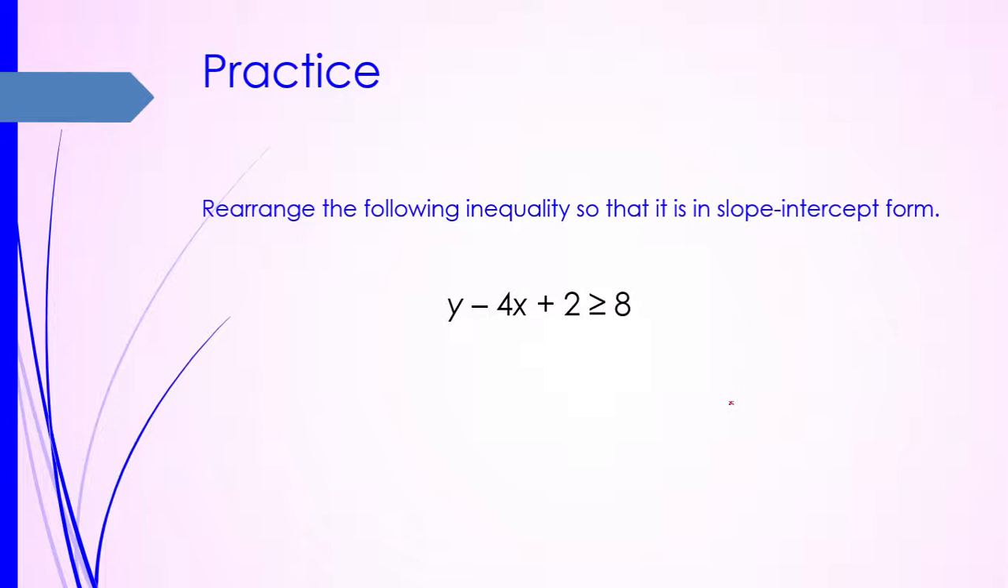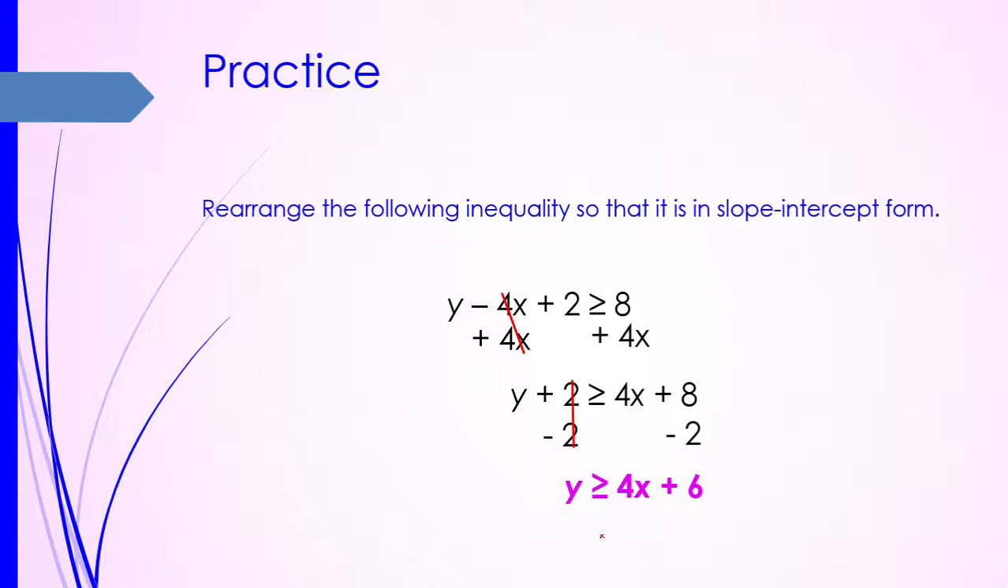We're going to try it out. First thing we want to do is add the 4x to both sides. If you decided to do the minus 2 to both sides first, you're also correct. It doesn't really matter. So I did that first. The left side cancels out. The right side now is equal to 4x plus 8. However, we still have that 2 on the left side. So we have to use opposite operation, which is subtracting 2 on both sides, which now gives us y is greater than or equal to 4x plus 6. So notice we did not divide or multiply by a negative number. So we did not have to change the inequality sign.